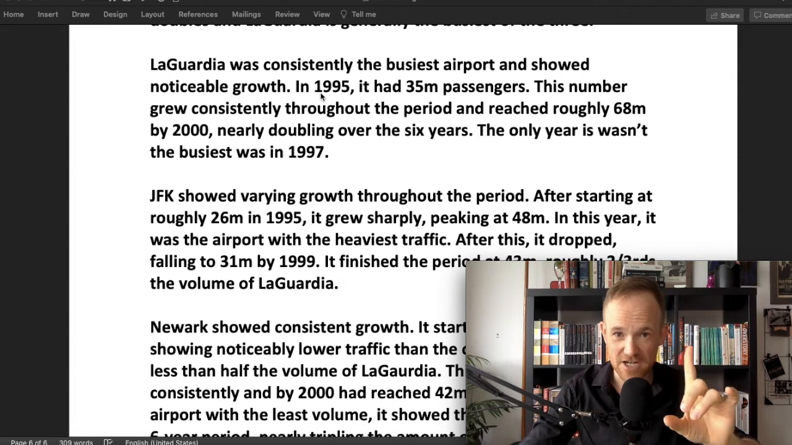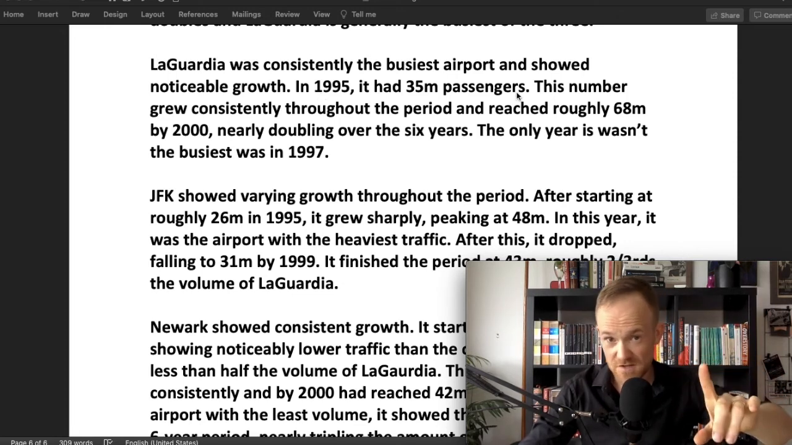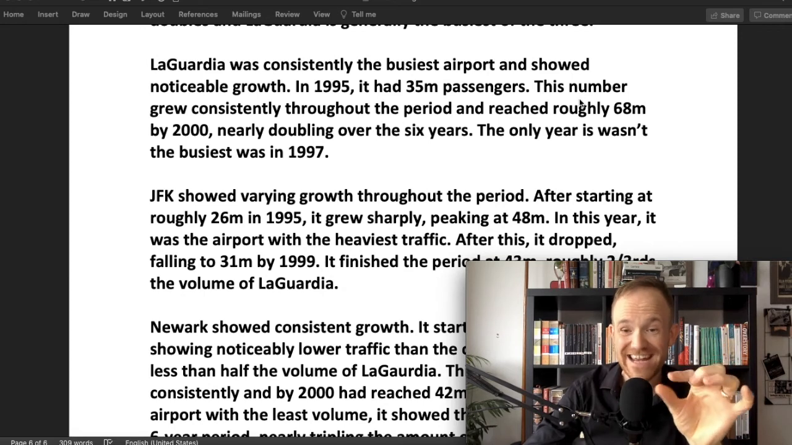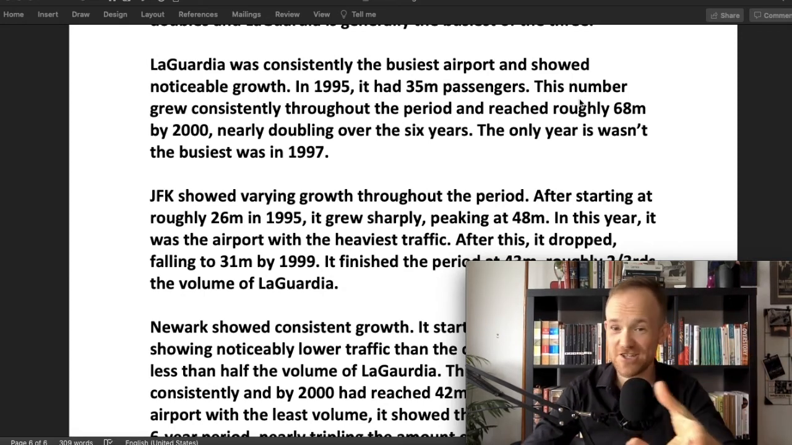In 1995, it had 35 million passengers. Full stop. All right, past tense. This number, this is the key point for cohesion. All right, this number, now I've connected those two sentences. The logic is there. The examiner reading your writing gets excited. They're happy because they're reading good writing.